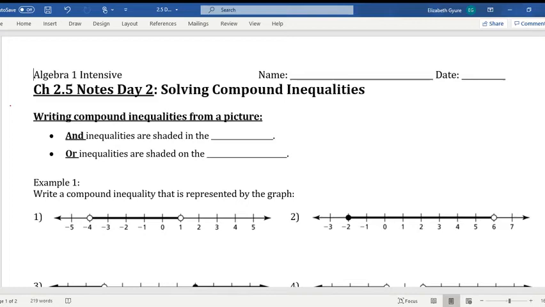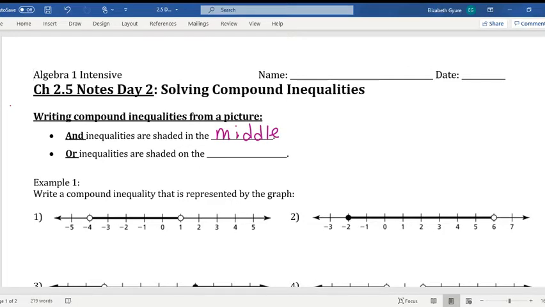Writing compound inequalities from a picture. So remember our compound inequalities, we talked about these yesterday. These are our "and" or our "or" inequalities. And inequalities have to work for both, so you shade where the things are overlapped. That's why they end up being shaded in the middle. So remember, "and" inequalities are shaded in the middle.